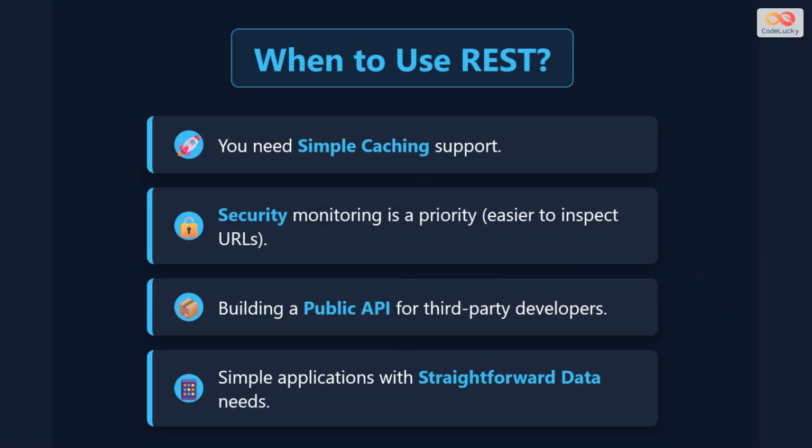So, when should you stick with REST? Use REST if you need simple caching, or if you are building a public API where you want developers to easily understand the URL structure. It is also great for simple applications or microservices that deal with straightforward data and don't require complex relationships.